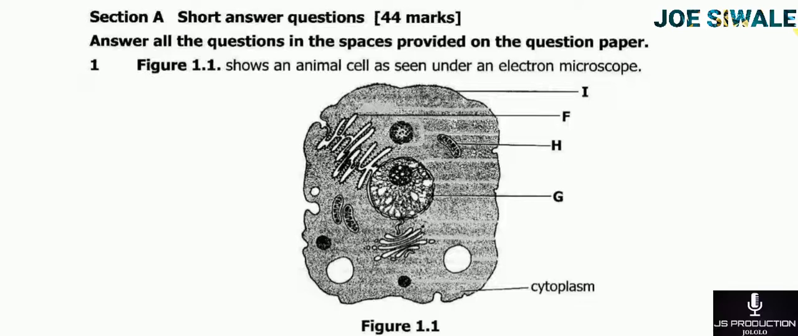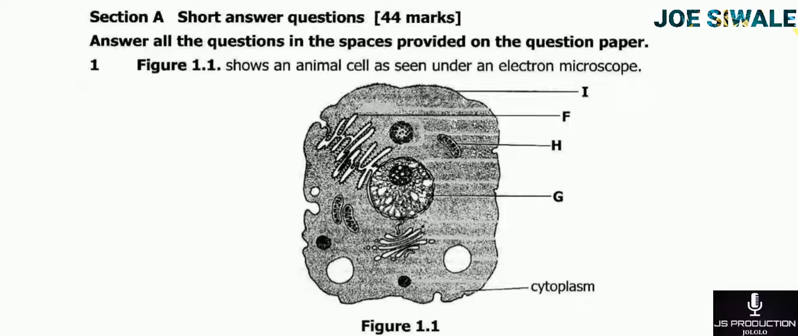Part H, that's the mitochondria. The function of the mitochondria is that this is where respiration takes place. So this means that this is where energy is created, and cells that need a lot of energy, they contain a lot of mitochondria.